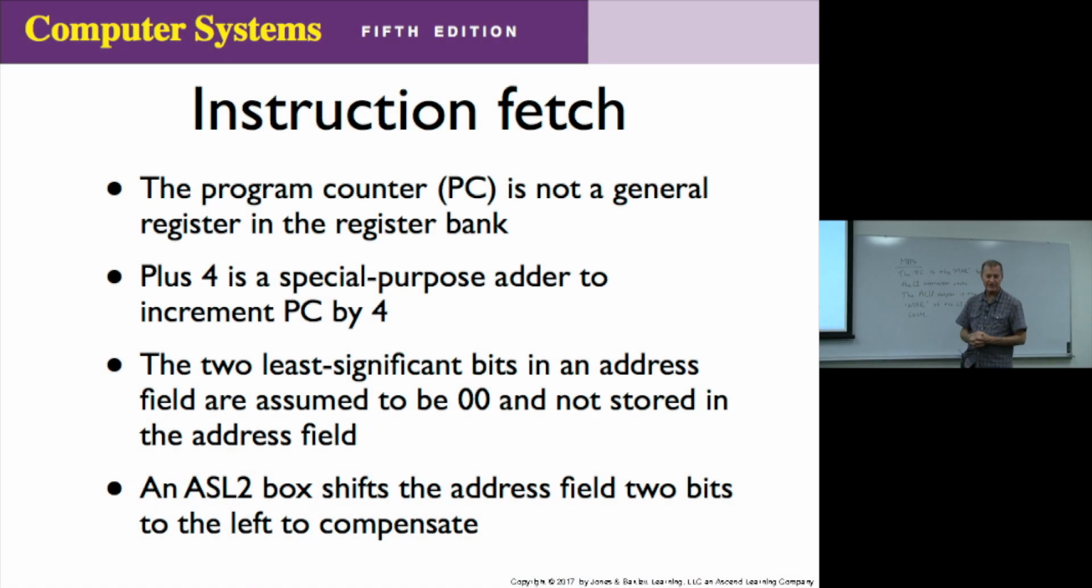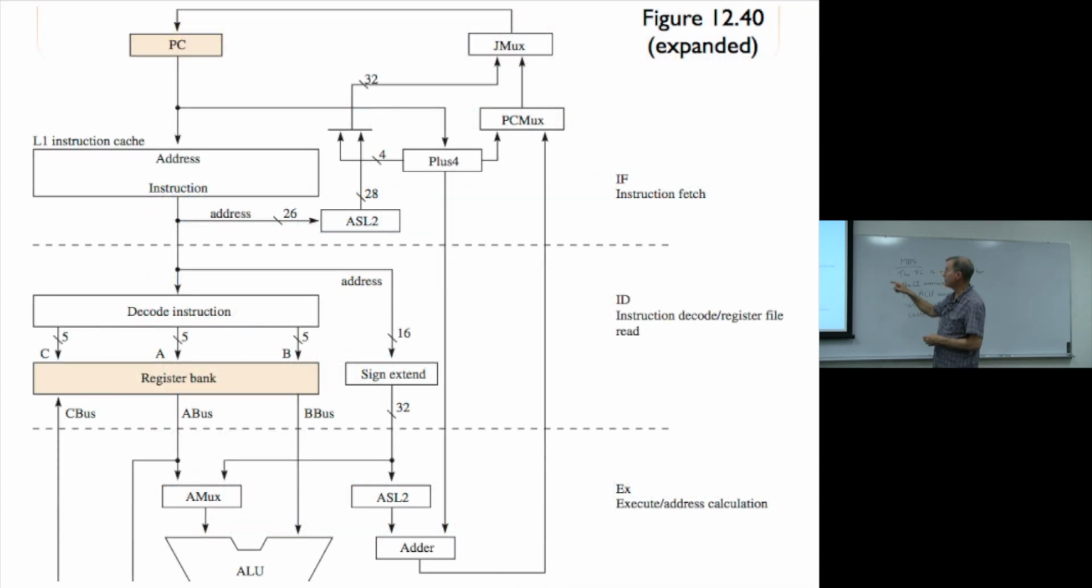Let's take a look at how the MIPS machine fetches an instruction. So we pointed this out before. The program counter, PC, is not a general register in the register bank. And +4 is a special purpose adder to increment the program counter by 4. An expanded version of figure 12.40. And here you can see the line from the JMUX that goes to the PC. If an instruction executes that's not a branch instruction, then what do we want to do? We want to add 4 to the program counter.